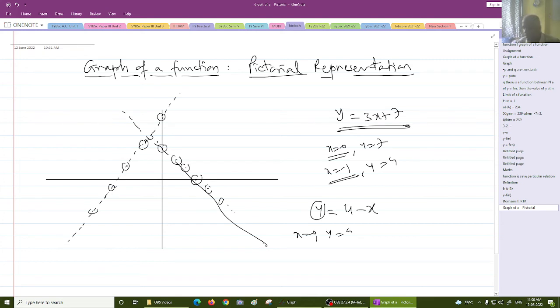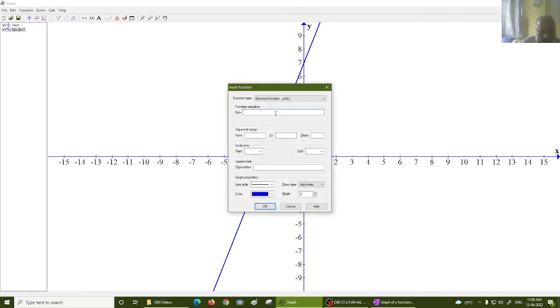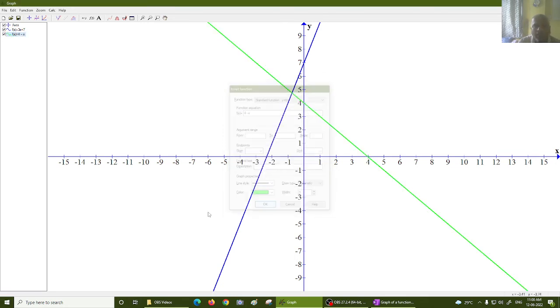Okay, let us get it on the graph paper itself. So y = 4 - x, that is what I am writing: f(x) = 4 - x. Let me use a different color for that, say dark green. And now you can see this is the graph of y = 4 - x.